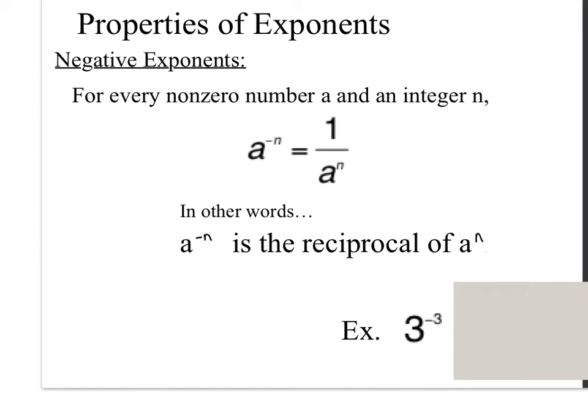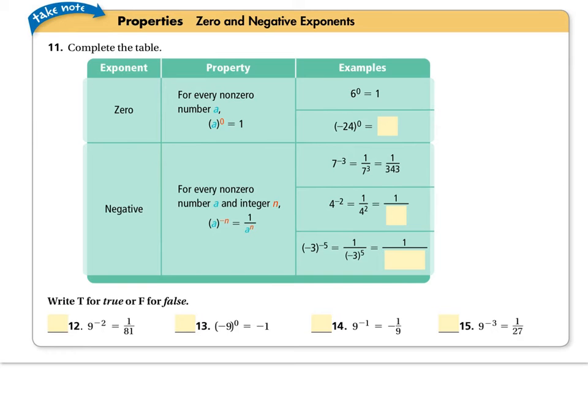So here we have 3 to the negative 3. Well, this negative sign means 1 over 3 cubed. Notice how it became the reciprocal and the negative sign went away. So that value would be 1 over 27. This is kind of a review of the whole unit. For 0, any base raised to the 0 power equals 1. Anytime you have a negative value, it becomes the reciprocal and turns positive.